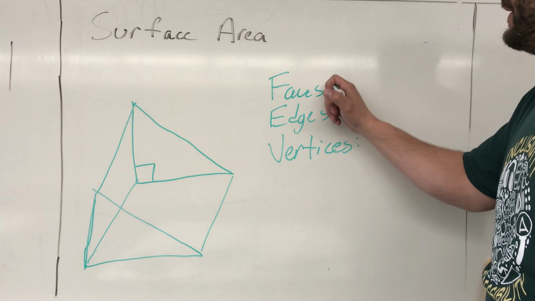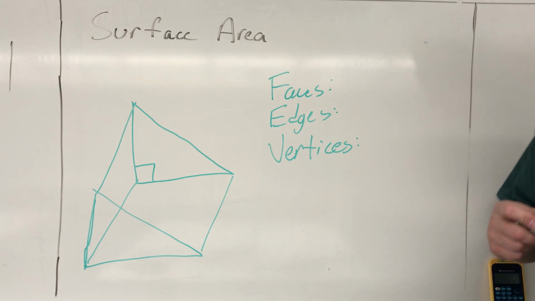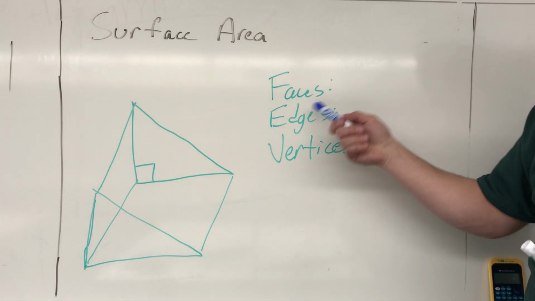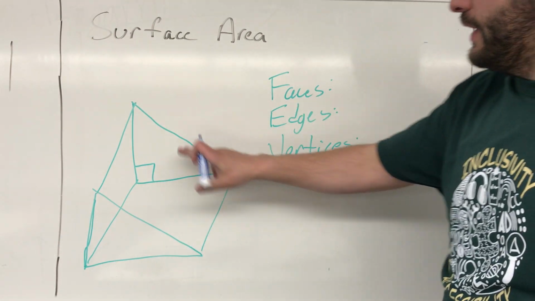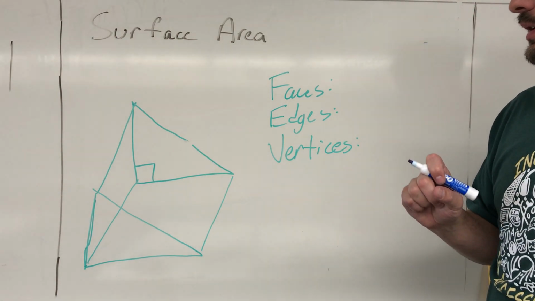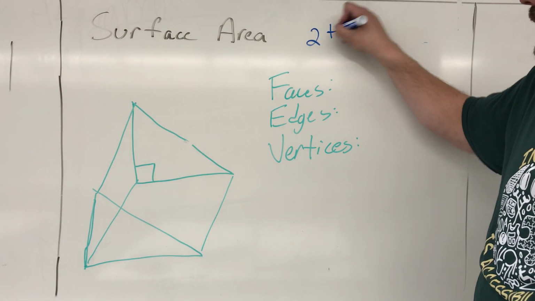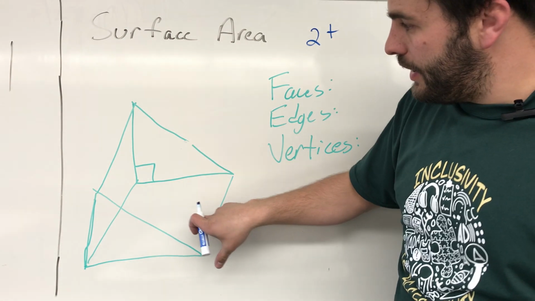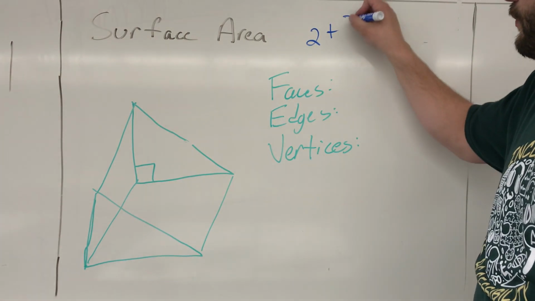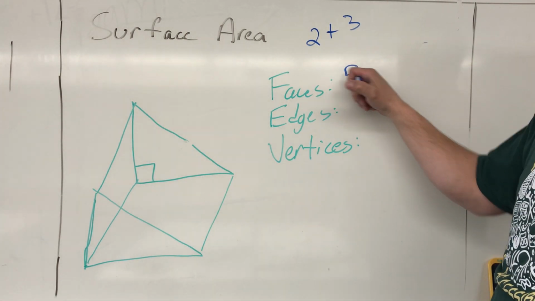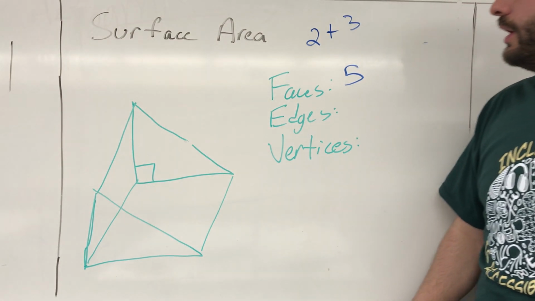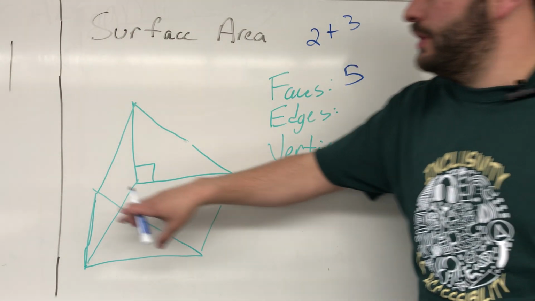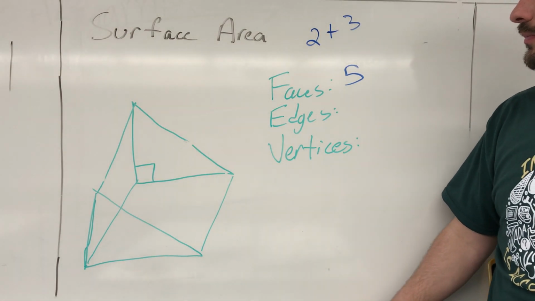Okay, faces, edges, and vertices. So for faces, of course we have our 2 triangular faces. So we got 1, 2. So we got 2 so far. And now if we look, I see a rectangle, a rectangle, and a rectangle. So then we have 3 faces to give me a total of 5. 2 from the triangles, the 3 from the sides of our triangle.